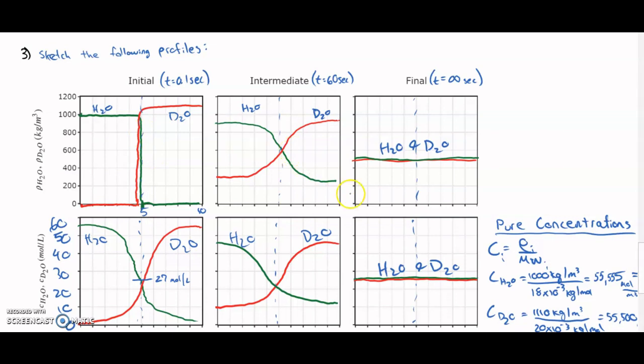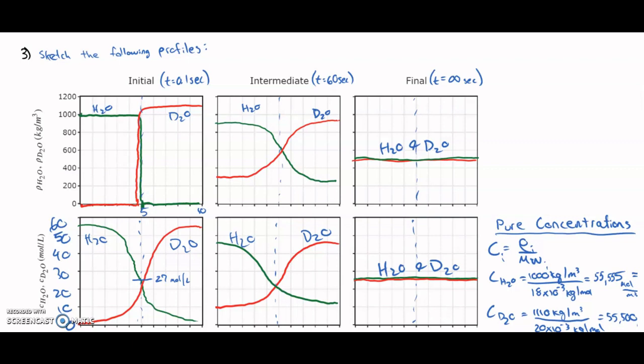At t equals 60 seconds though, that's when both components have begun to diffuse to the opposite side, to the area of less concentration. So the profiles begin to flatten out, as the concentration for each begins to increase more on the other end of the capillary from where it began. And then at some infinite time, you'll see that the mass concentrations for both remain steadily constant, as they're pretty uniform through the entire capillary.